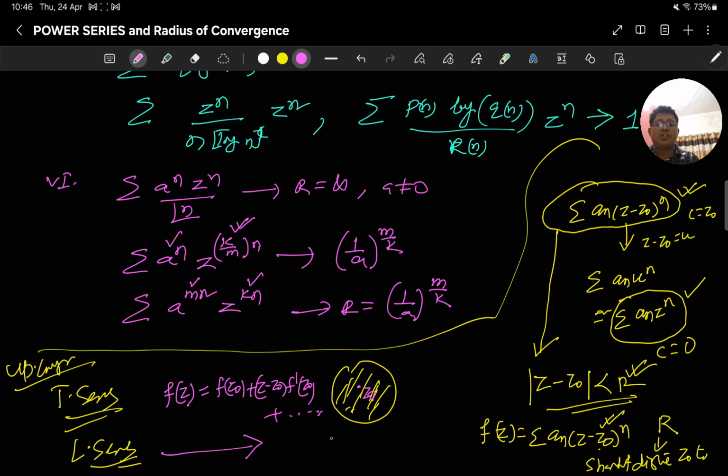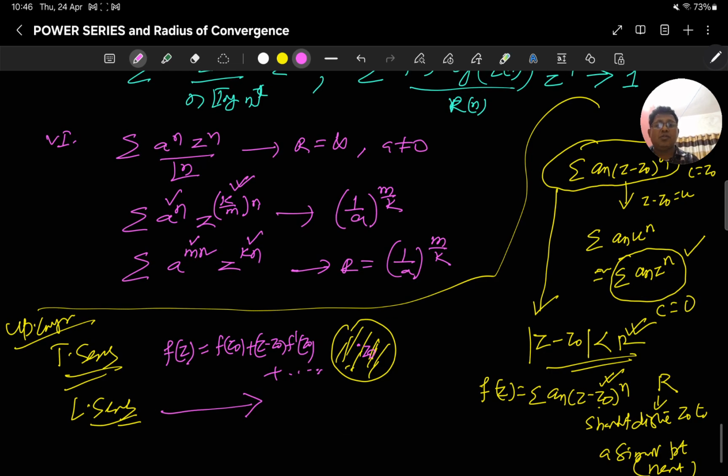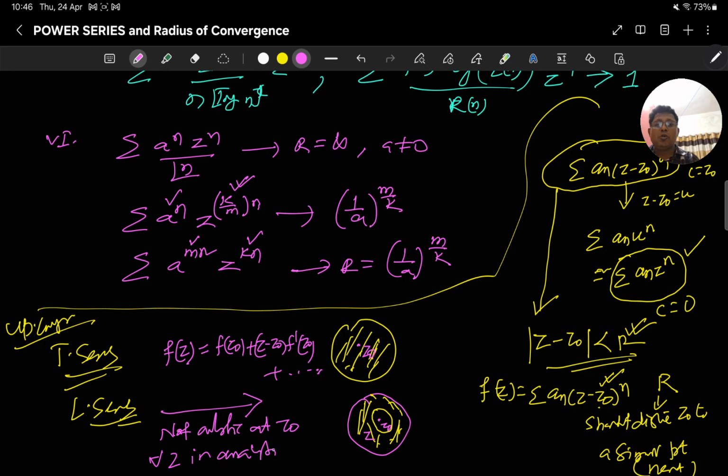And in my Laurent series I will discuss the case where f(z) is not analytic at z0, but in a neighborhood of z0, in an annulus, it is analytic for all z in this annulus region. Then we have our Laurent series expansion, and here we have our Taylor series expansion. f(z) is analytic at z0 here, and here it is not analytic at z0, okay?